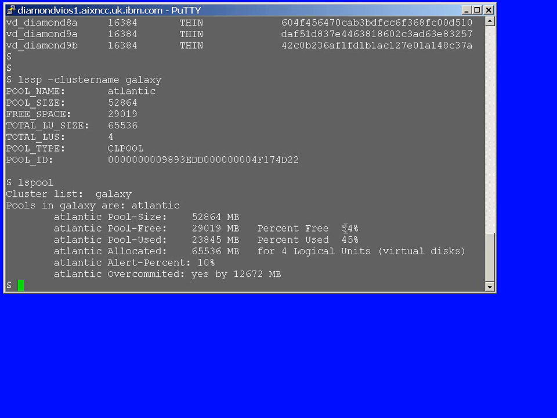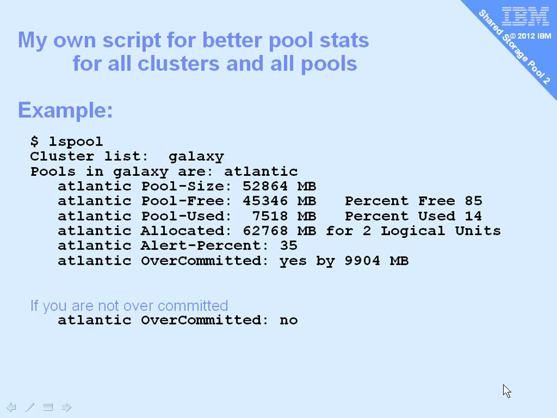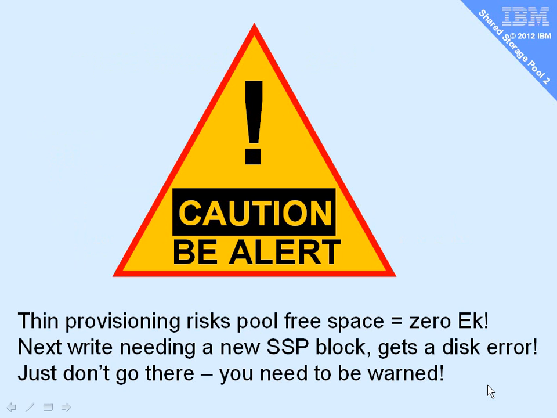If this 54% gets down to just a few percent, then I really have to take some action to make sure I don't run out of pool space. I'll explain that; you can get the script from the Expert blog at the end of the movie. Because of the problems if we actually run out of free space, it's very important that we track the free space and get warnings when we're getting low.